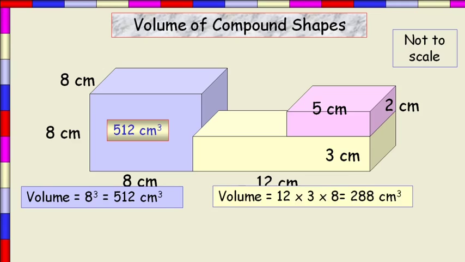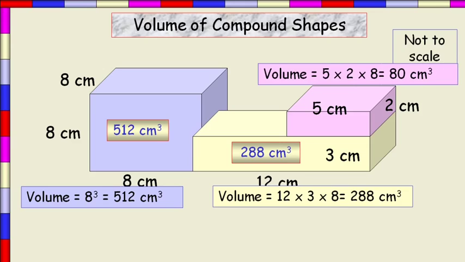Same way, the other one, which is cuboidal in shape, where the length is 12 centimeter, breadth is 8 centimeter and height is 3 centimeter. So when you multiply all three together, you will get volume of this cuboid, which is 288 centimeter cube.